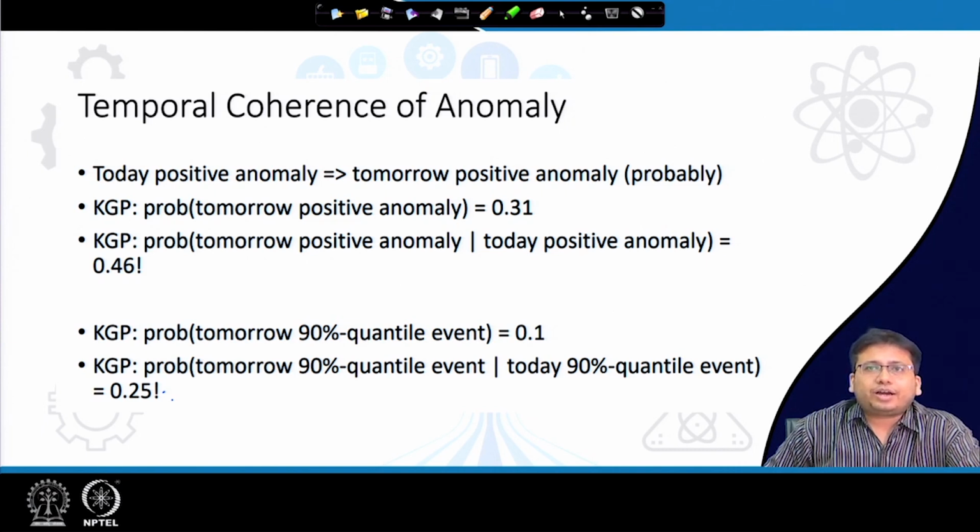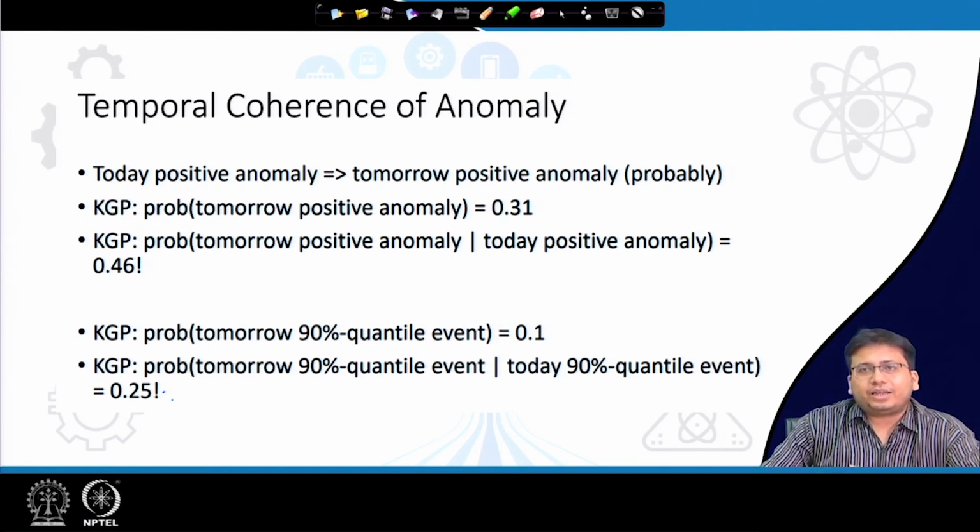But if I already know that today there has been a positive anomaly, then the probability that tomorrow there will be a positive anomaly goes up to 0.46. That means positive anomalies tend to be clustered in time. If today there is a positive anomaly, it is likely that tomorrow also there will be a positive anomaly. So the concept of return period is not actually very practical. It does not tell us much.